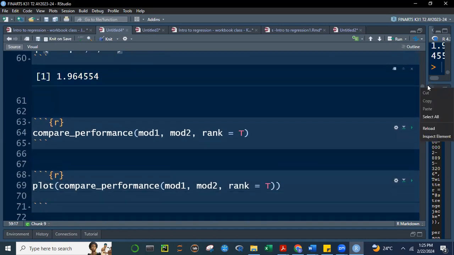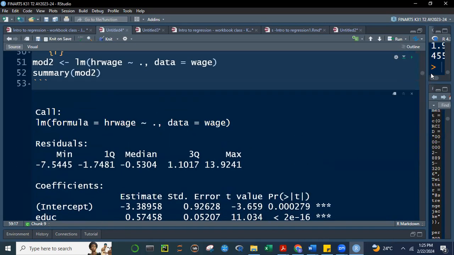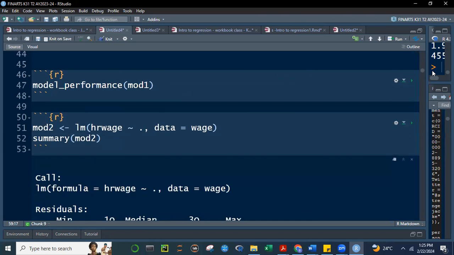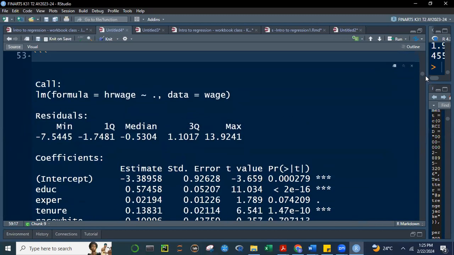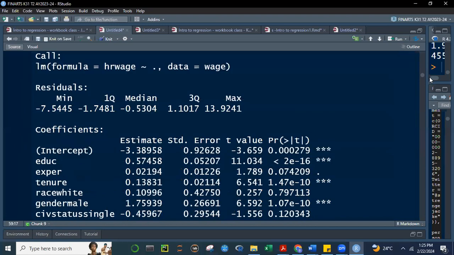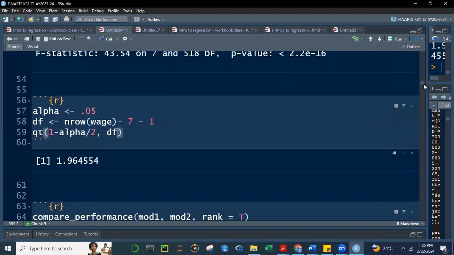Wala yung model number 2. Ito pala, sorry. It's here. Okay. So model number 2, hourly wage regressed on everything. And this is the result. Okay. I'm sorry, class. Yeah, this is already model number 2. And then the leaving variable is race. So we now go to model number 3.